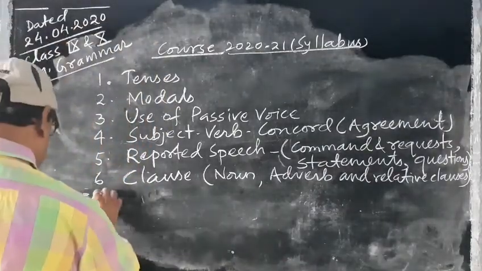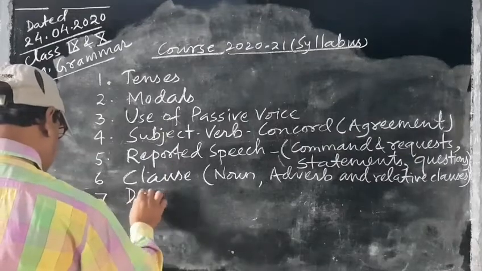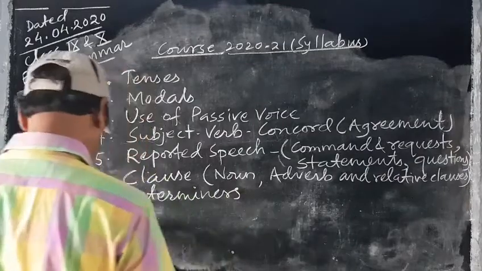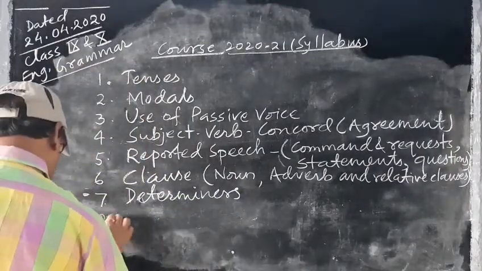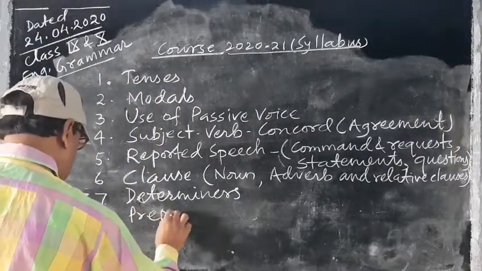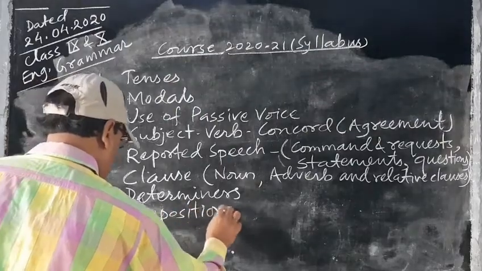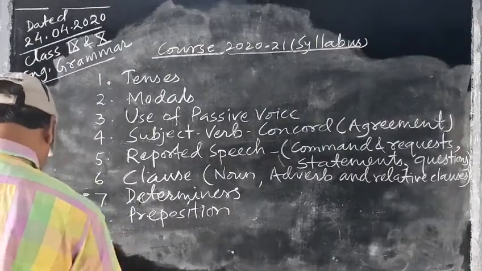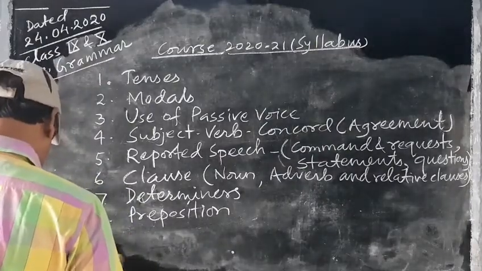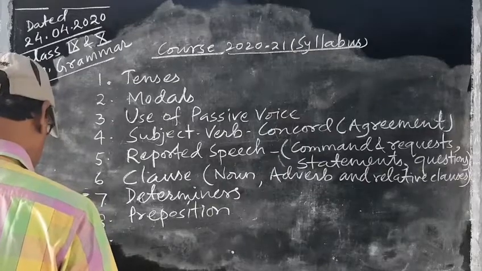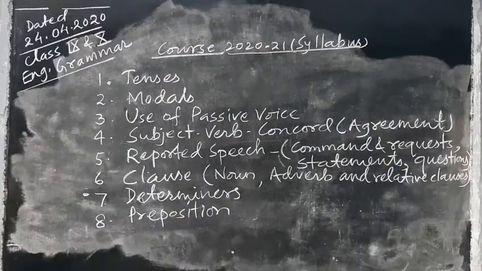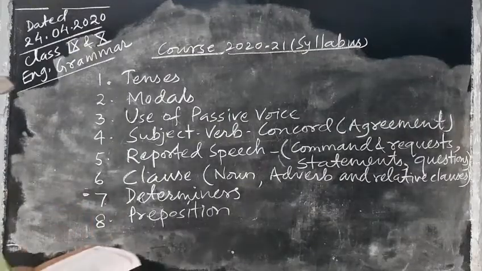And then chapter 7 is determiners. After determiners comes prepositions. After prepositions, the 9th is up to this limit. There is no need to go ahead. Only these 8 parts we are going to study.